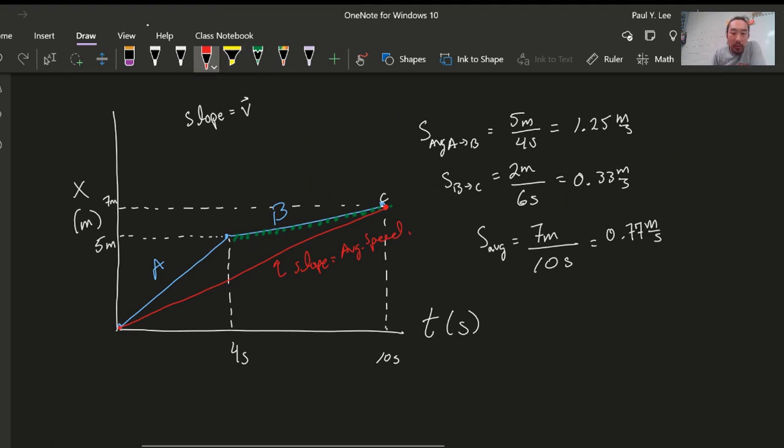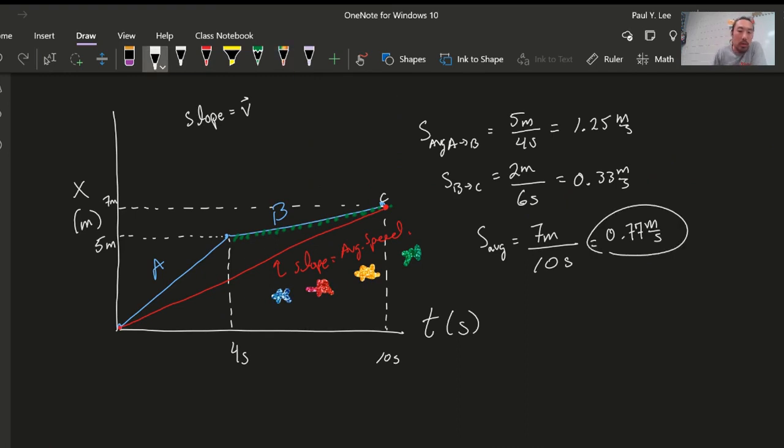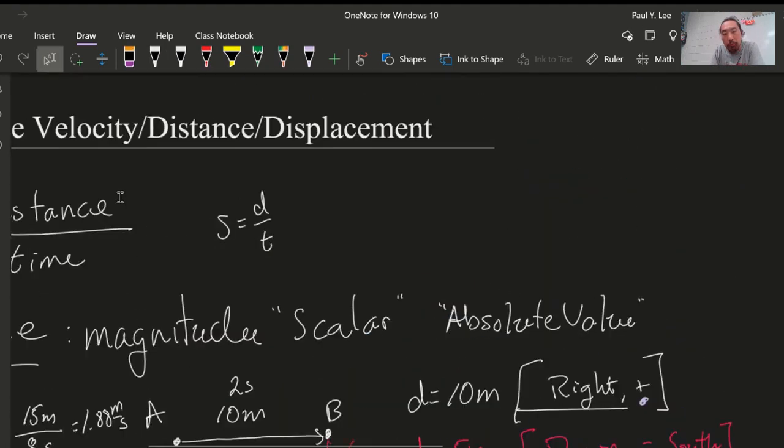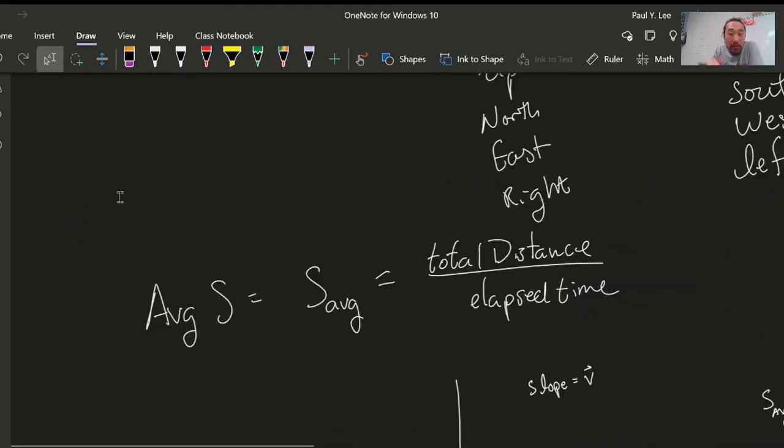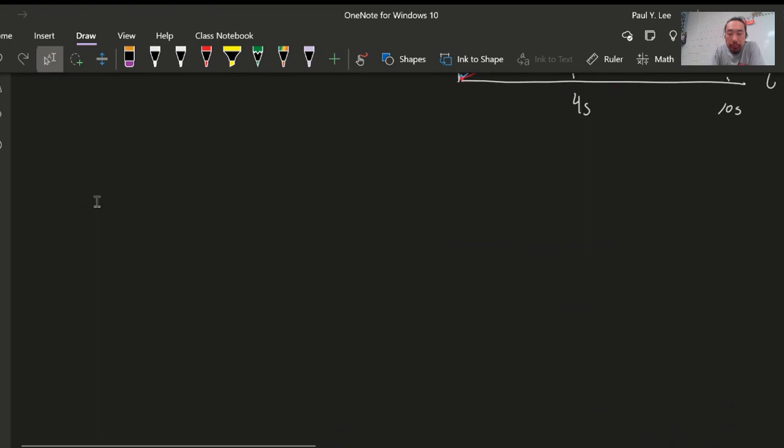Well, not even a trick. You need to know this. So I'm going to put a star next to that. This is an important idea. Okay? So if we were to find this slope right there, it would turn out to be 0.77 meters per second. All right, so we just went over average speed and the idea of distance. Now let's do average velocity and displacement.